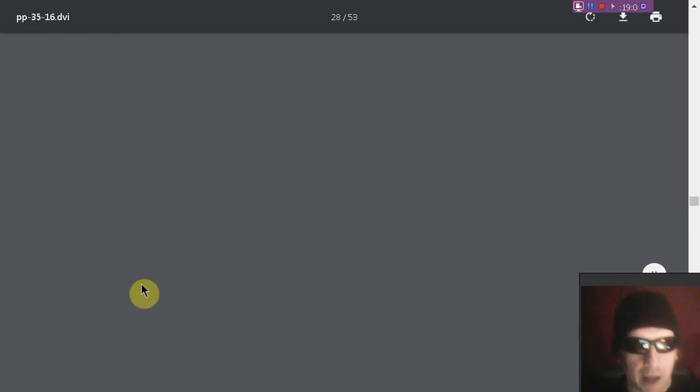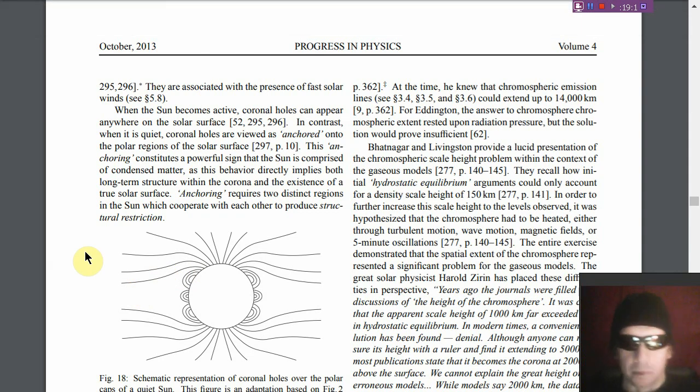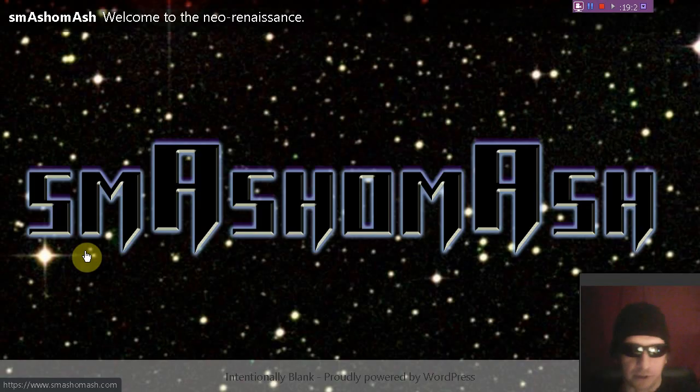And you've caught me reading Robitaille's paper, 40 lines of evidence for liquid metallic hydrogen as a solar building block. Looking at the coronal holes section, and I'm not going to read it, I'm just going to say you should.